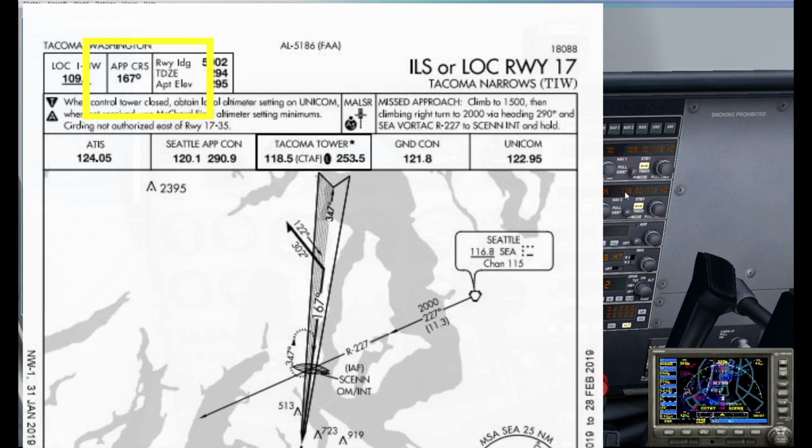Approach course will be 167, and that's already set. Runway landing is going to be 5,002 feet. Touchdown zone elevation 294. Airport elevation 295. The notes has nothing that we really care about. It just says Barrow. Get it from McCord if you don't have it for there, and you can still fly the same minimums. And circling is not authorized east of runway 17/35.